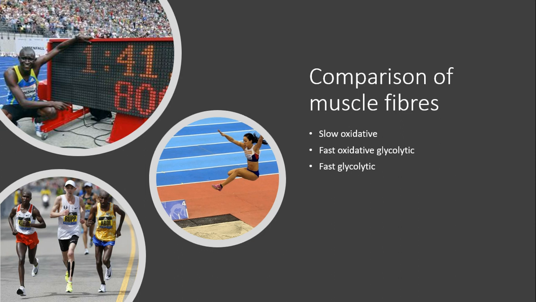There are similarities between both fast glycolytic muscle fibers and fast oxidative glycolytic muscle fibers. This is because both of these muscle fibers can work anaerobically. Likewise, the fast oxidative glycolytic muscle fibers also have a similarity with the slow oxidative muscle fibers, as these can both respire aerobically.